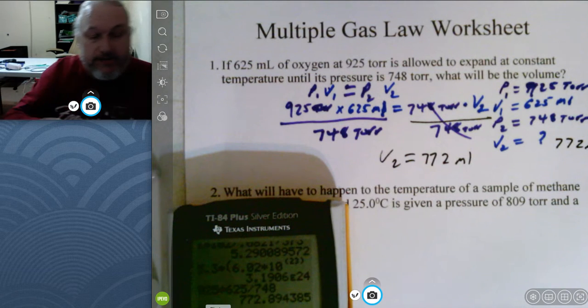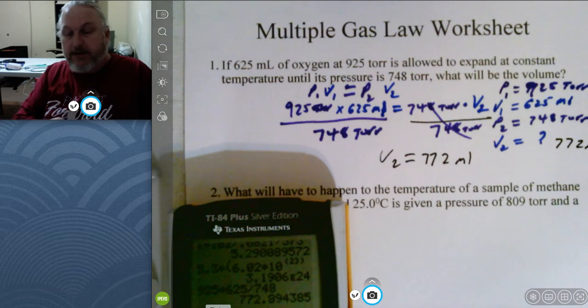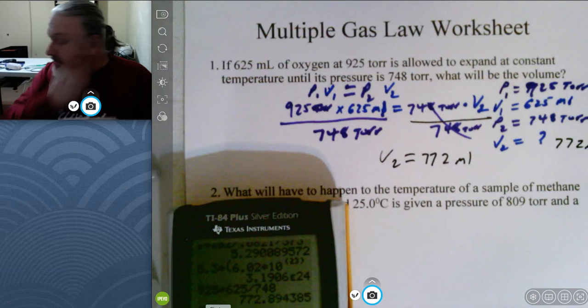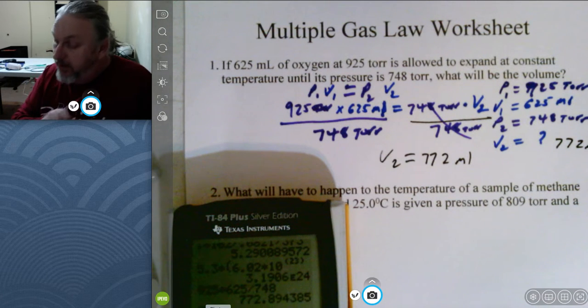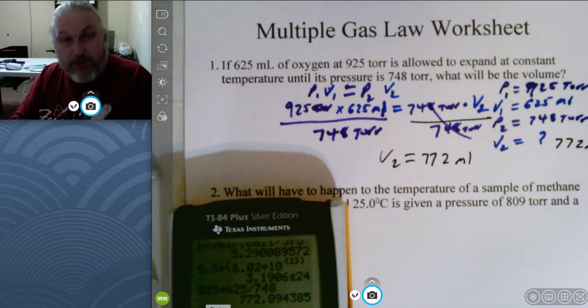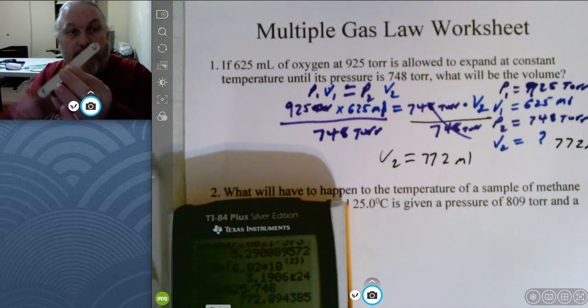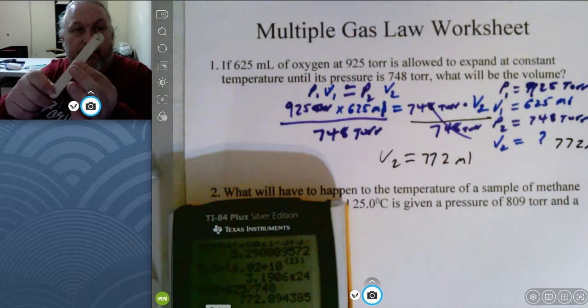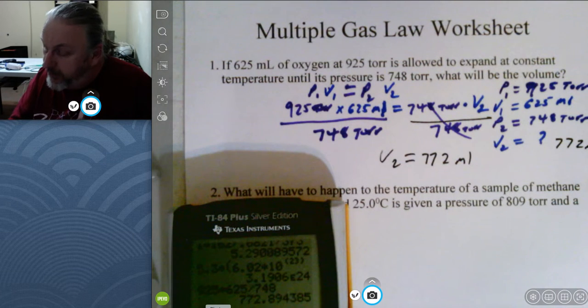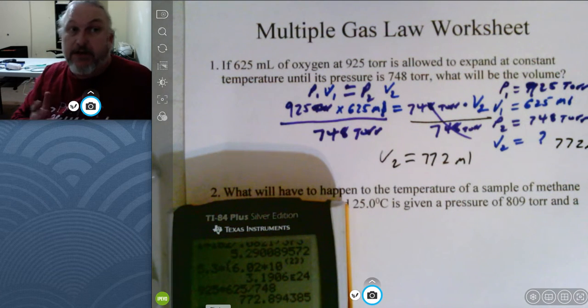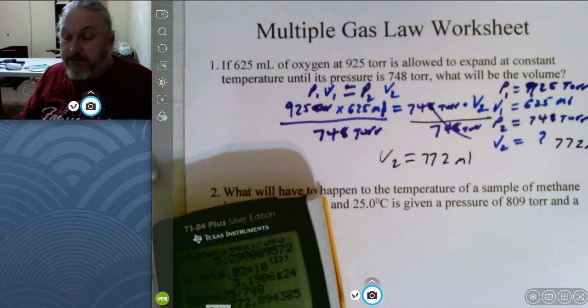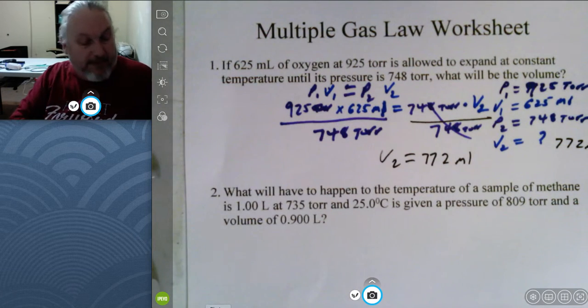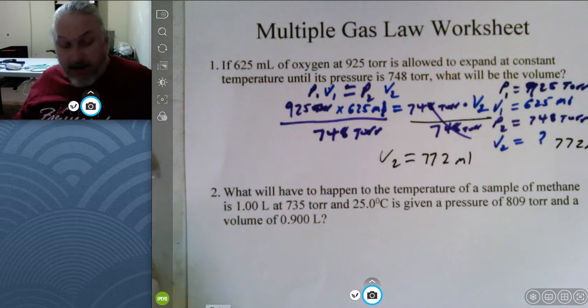Let's see if this makes sense. So temperature is constant. All right, so pressure went from 925 to 748. What should volume do? Pressure went down. Volume goes what? Goes up. It went from 625 milliliters to 772 milliliters. That makes sense. Good job, guys. Now let's look through some of these problems and see if we can identify what we've got.